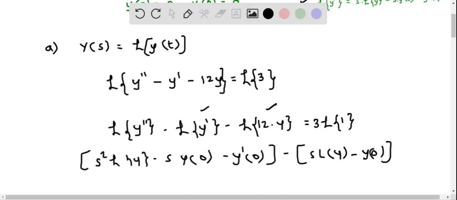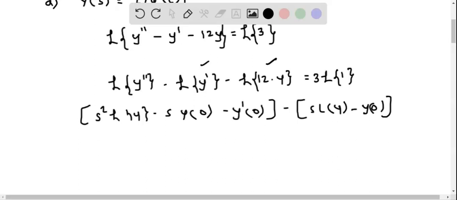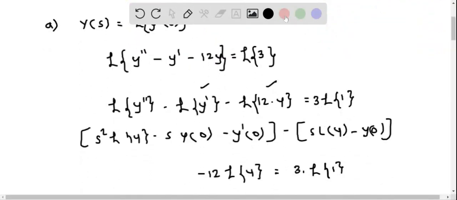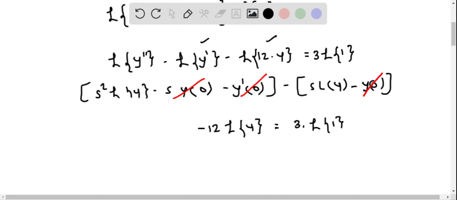So now let's write the Laplace transform of negative 12y. I can factor the negative 12, that is the 12, and then the Laplace transform of y. And so this equals, on this side, 3 times Laplace transform of 1. Now let's put the boundary conditions, that is y of 0 equals 0 and y prime of 0 equals 0. And so therefore this term will become 0. This y prime of 0 term will also become 0, and the y of 0 term will also cancel.